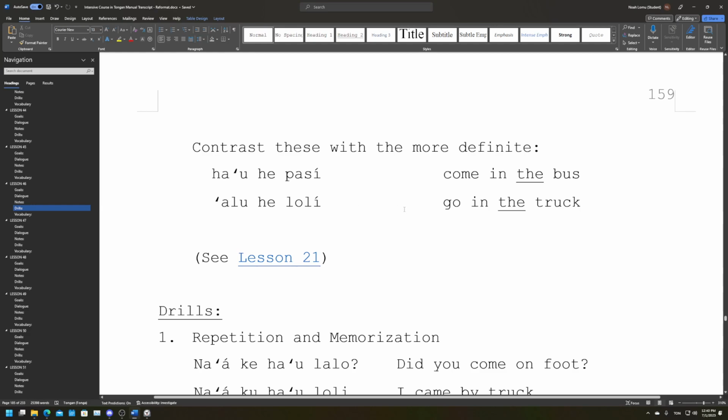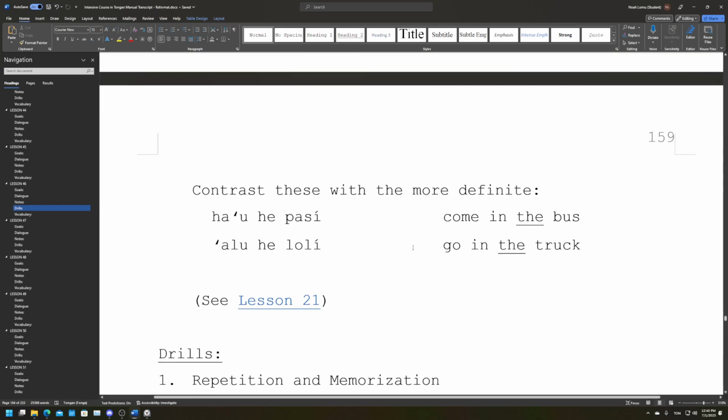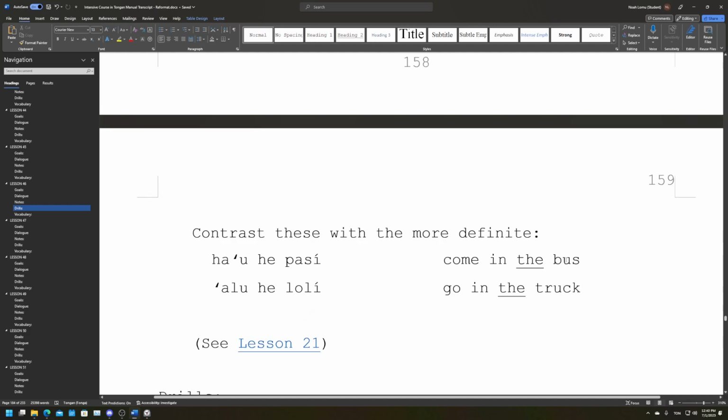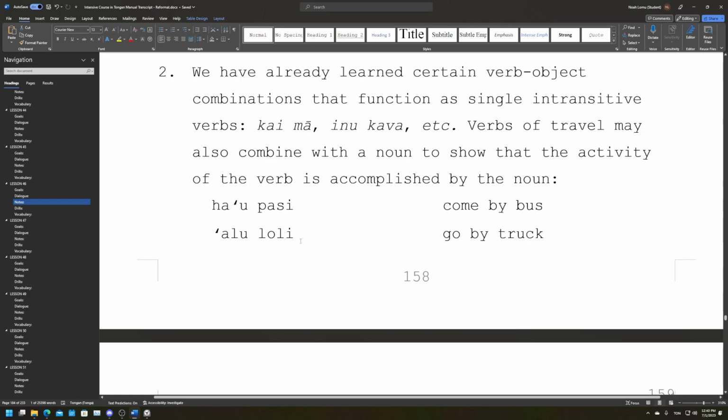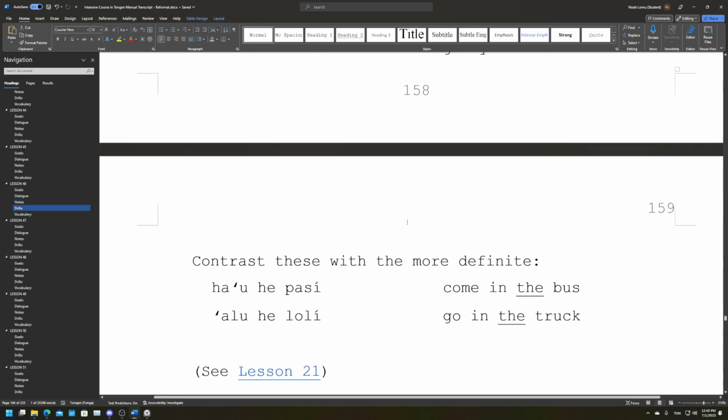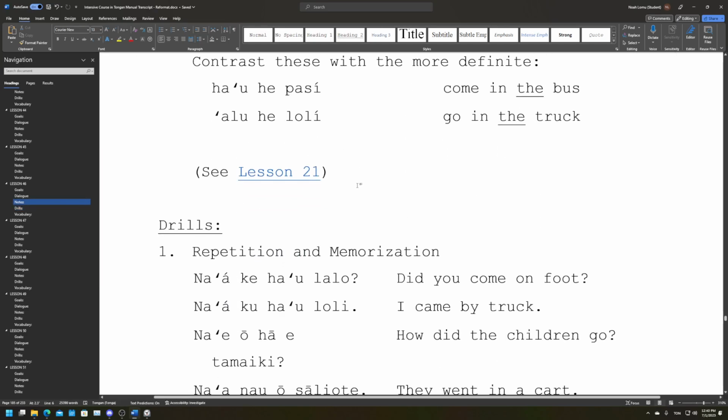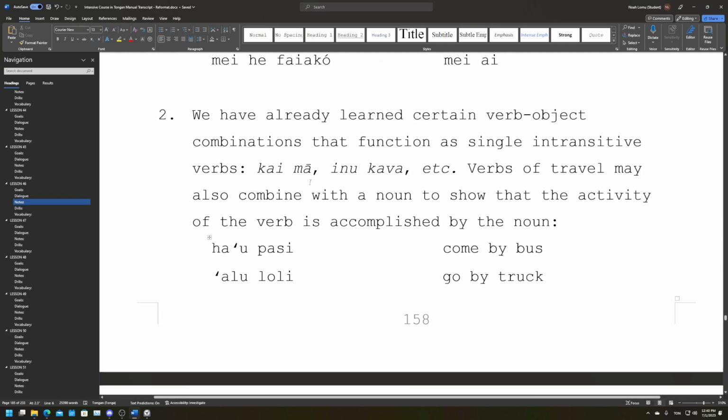Or aluhelori. So you can see that these are referring to a specific bus or a specific truck, right? Where these haupasi and alulori just mean to go by bus in the general sense, where in English we say come by bus or go by truck. And I think lesson 21 is where we learned about kaima.